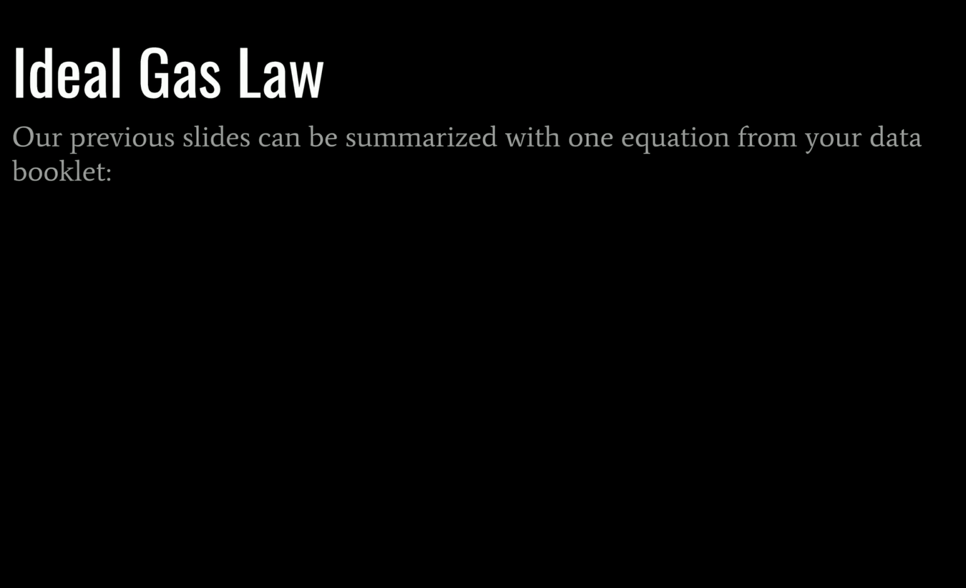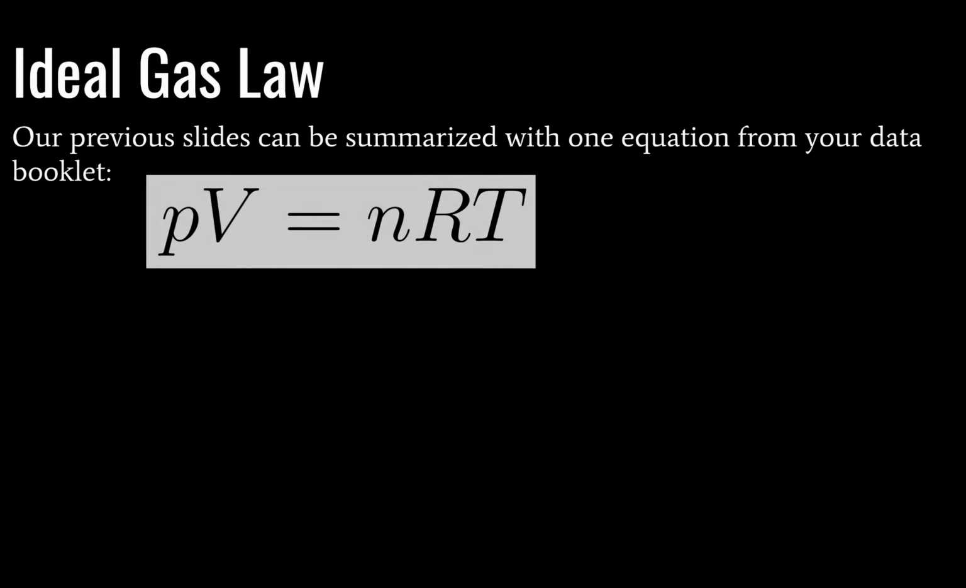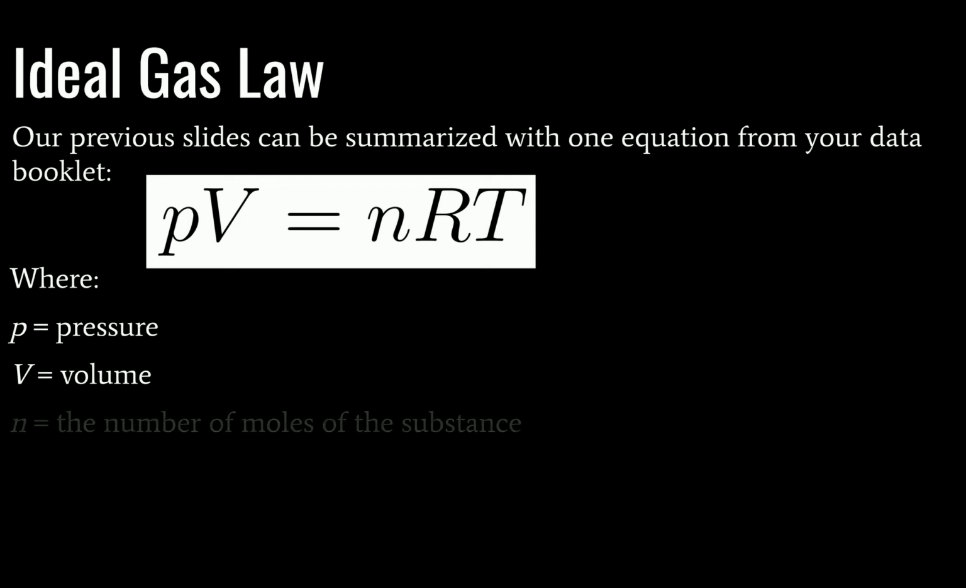All right, next, we're headed into the home stretch. We're going to talk about the ideal gas law. Our previous slides can all be summarized using one equation from your data booklet. And there it is. PV equals nRT. So, let's define our variables. Once again, probably not surprised to find that P is pressure. V, likely not surprised to find that V is volume. n, we have already defined as well, the number of moles of the substance.